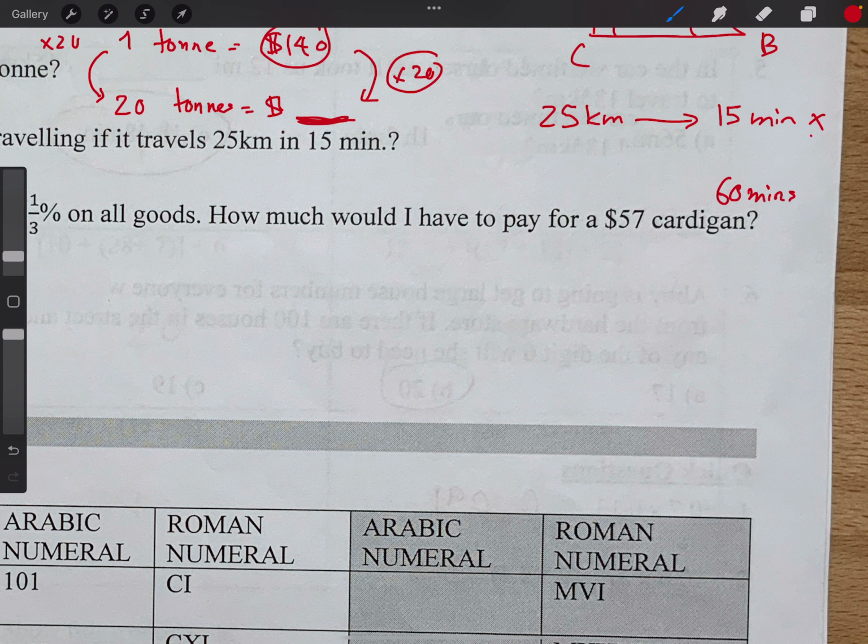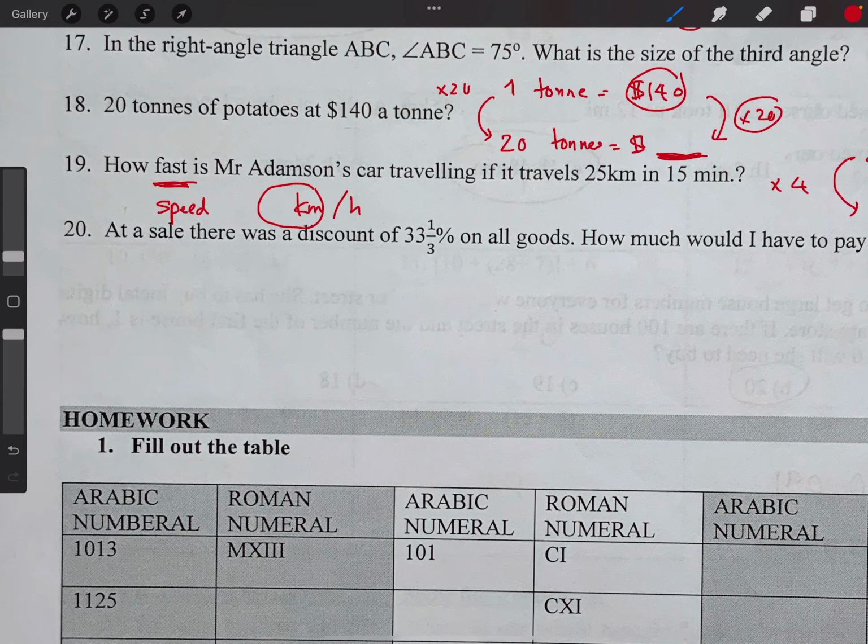Okay, so how do we go from 15 minutes to 60 minutes? We times it by 4. So what we do here, we times it by 4 as well. 4 times 25 is 100 kilometers. So the speed would be 100 kilometers per hour.